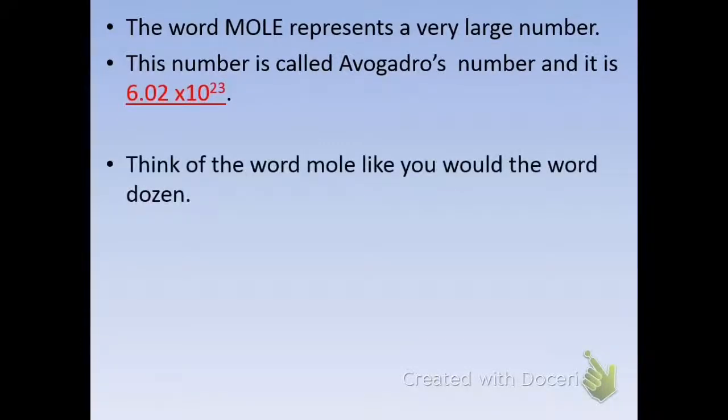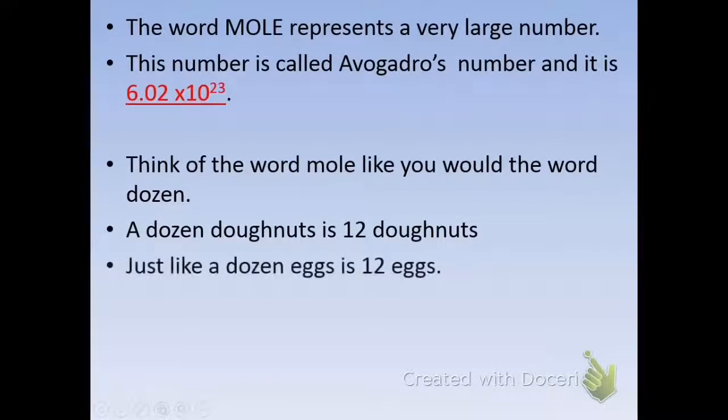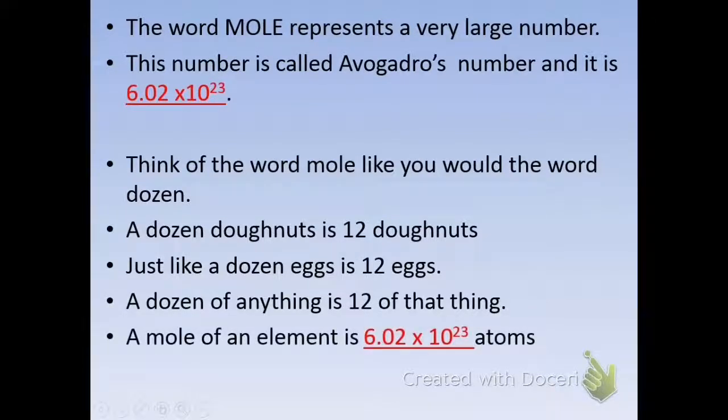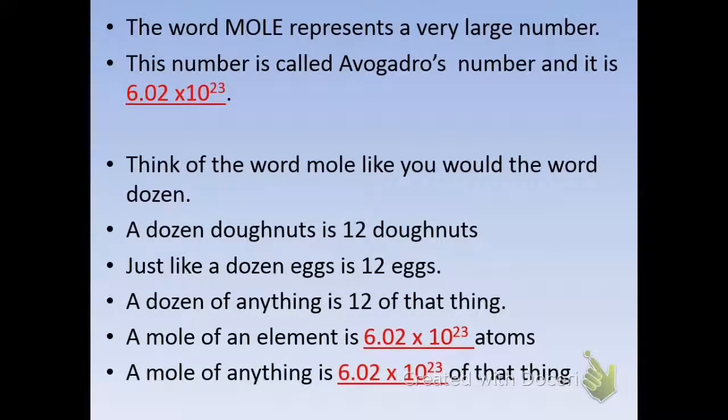Think of this word like you would the word dozen. A dozen donuts is 12 donuts, a dozen eggs is 12 eggs, a dozen of anything is 12 of that thing. A mole is exactly the same. A mole of an element is 6.02 times 10 to the 23rd atoms. A mole of anything is 6.02 times 10 to the 23rd of that thing.